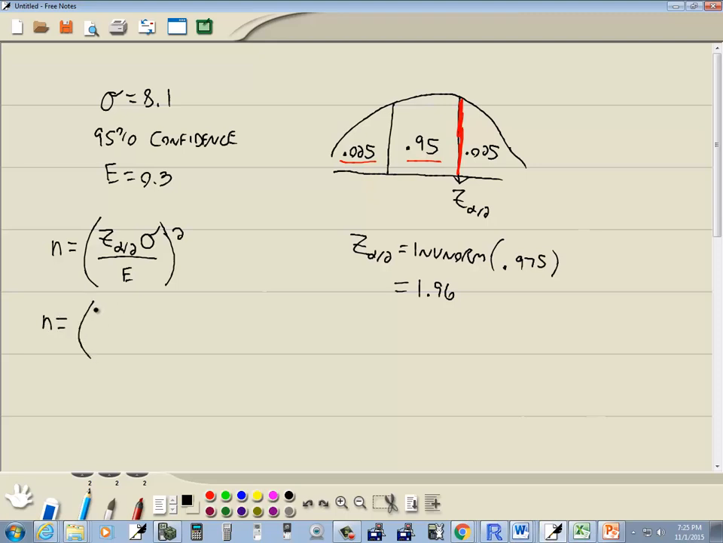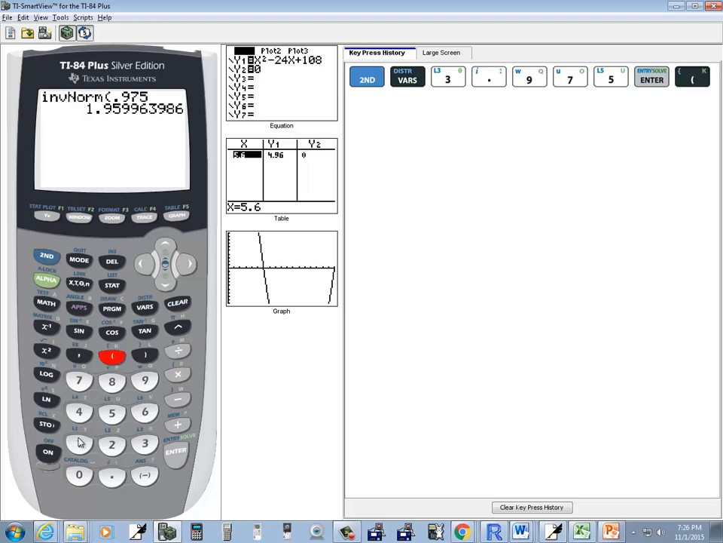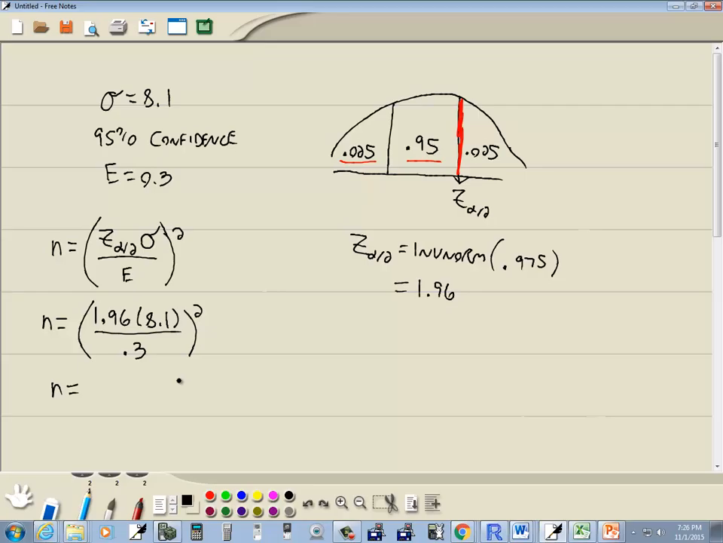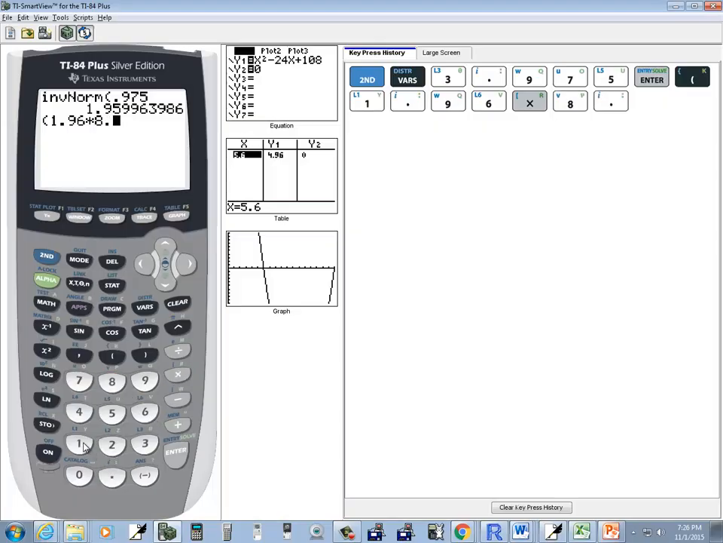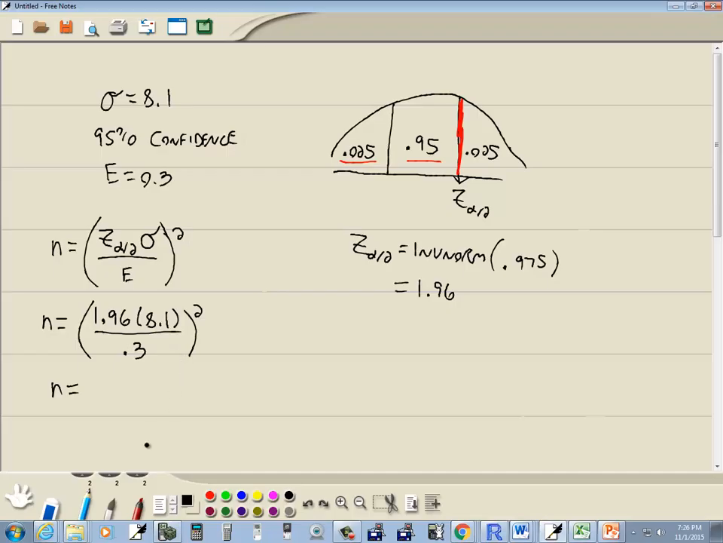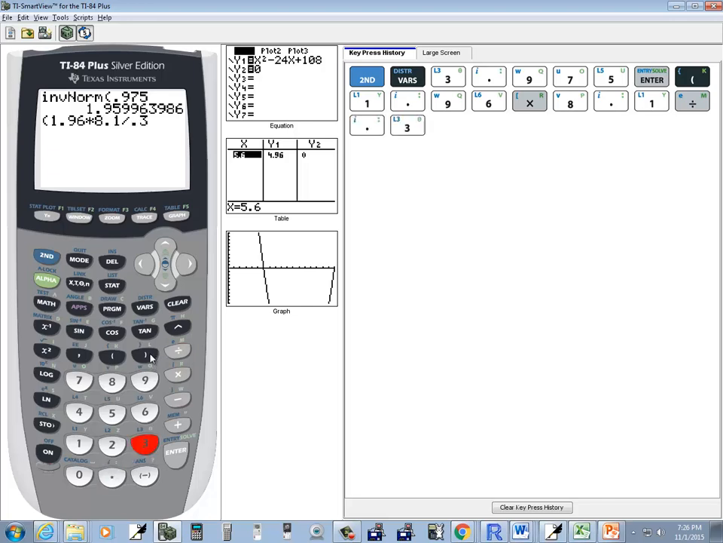So now I know what z is. It's 1.96 times sigma, which was 8.1, divided by E, which is 0.3, and then squared. So let's see what that gives us. We got 1.96 times 8.1 divided by 0.3, close parentheses, and then the x squared.